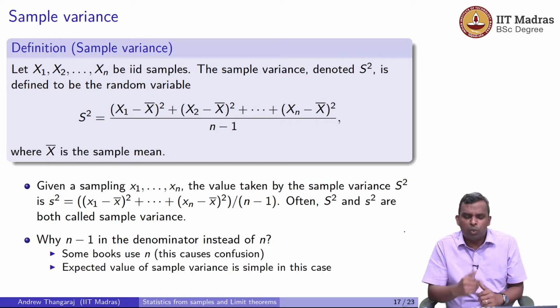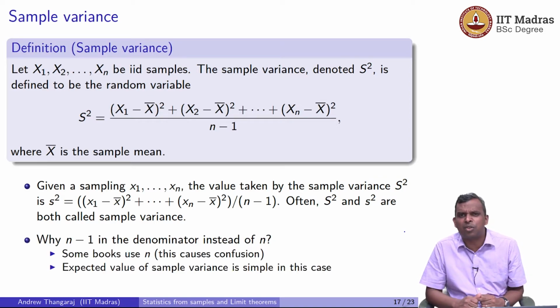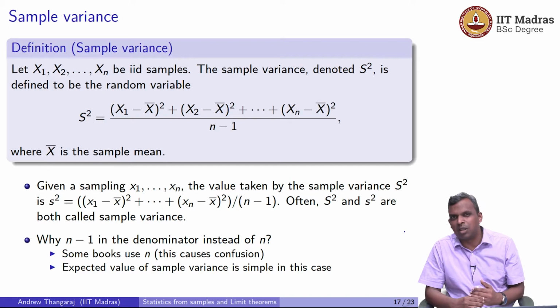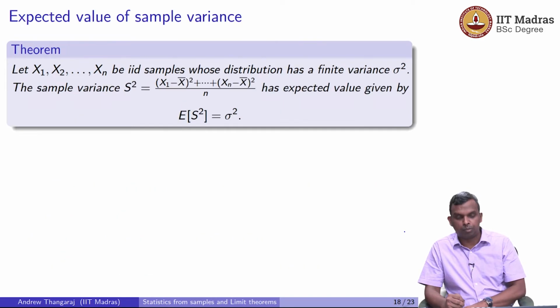Why have I used n minus 1 instead of n in the denominator? N is also used by many people. N minus 1 is used because of the next result. You'll see the next result becomes very clean if I use n minus 1 here. That's why I've used n minus 1.